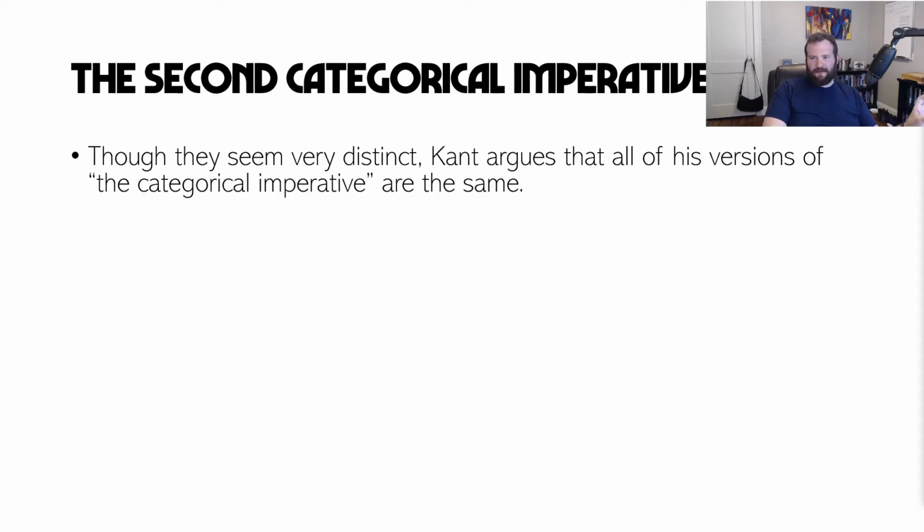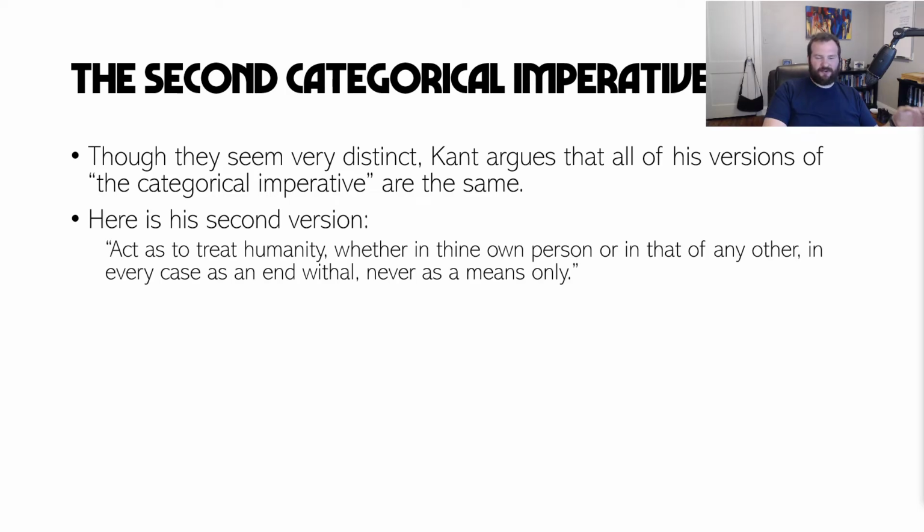Second form, the categorical imperative. It seems fairly distinct, but again, he assures us they're the same. It goes like this: Act so as to treat humanity, whether in thine own person or in that of any other, in every case as an end withal, never as a means only. What does this mean in English? We call it the means-end principle.